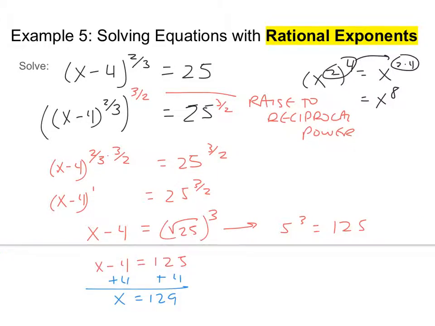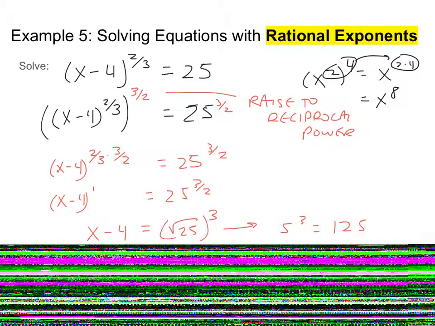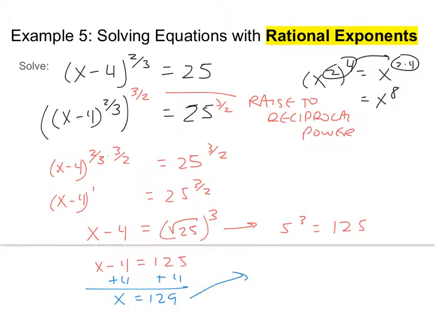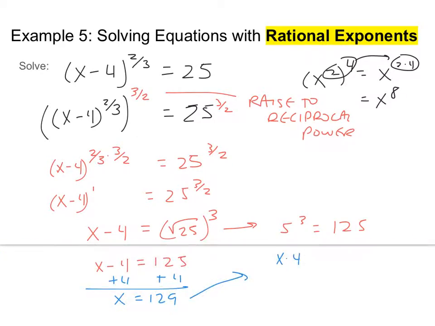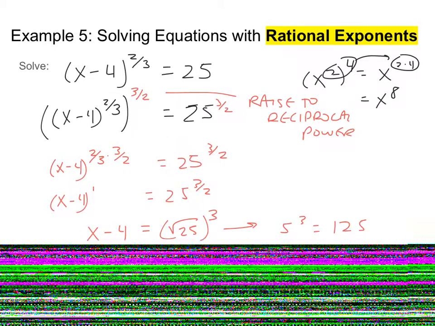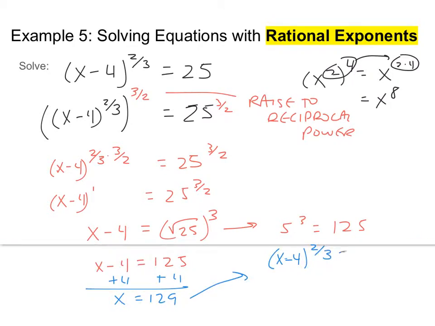An important step in these, because these are part of a section where we have to watch out for extraneous solutions, is we're going to plug this back in. And so I'm going to take my original expression, (x - 4) to the 2/3 equals 25. 129 minus 4 to the 2/3 equals 25. We're going to check this.